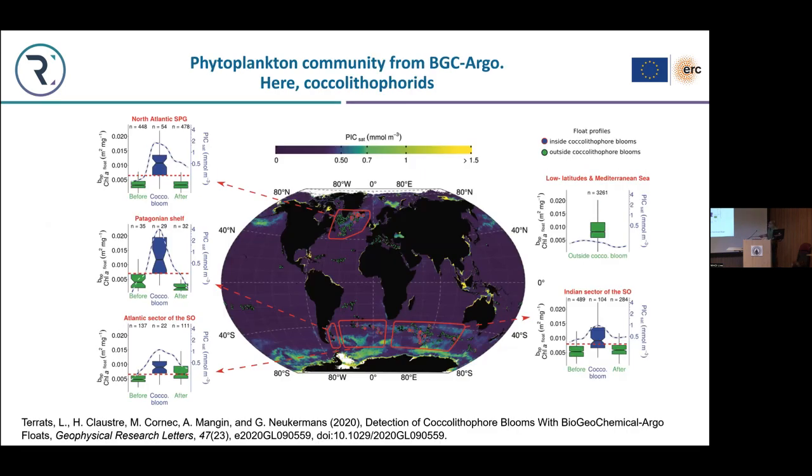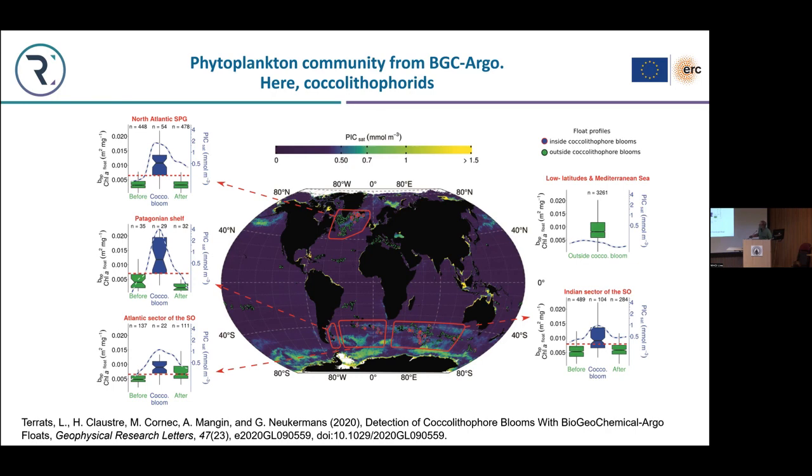So I know that during our talk we speak of the paper of Louis Terrat that we were co-mentoring. This paper was one of the first allowing to use the BGC Argo fleet and the signal, in fact, of the ratio backscattering over chlorophyll A, together with some information of PIC from satellite, to try to make a synthesis of what can be resolved by float.